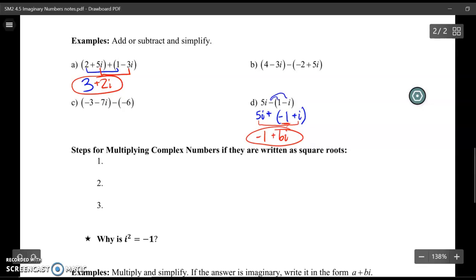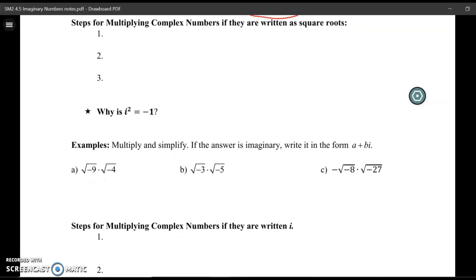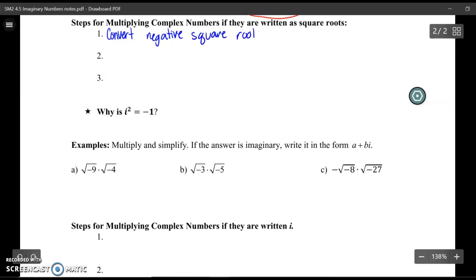Okay. Multiplying complex numbers is going to be pretty similar. It's not going to look super foreign to you guys. Multiplying complex numbers is fairly straightforward, but the first thing that you have to do is convert negative square roots to i. Okay. Then what you're going to do is multiply the radicals together, just like we learned in the last unit. And then you're just going to simplify.